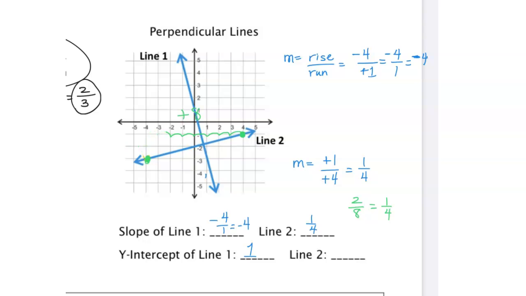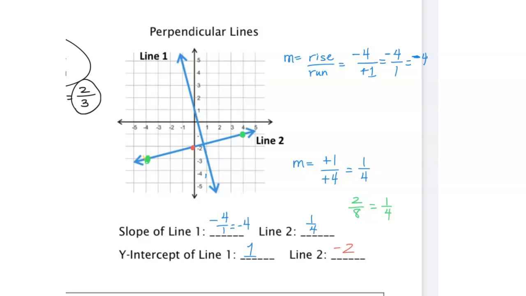And then the last piece of information that we needed to identify for line number 2 is the y-intercept. The y-intercept is looking at where our line crosses over the y-axis, and it crosses over here at -2. So in this case, our y-intercept is -2.